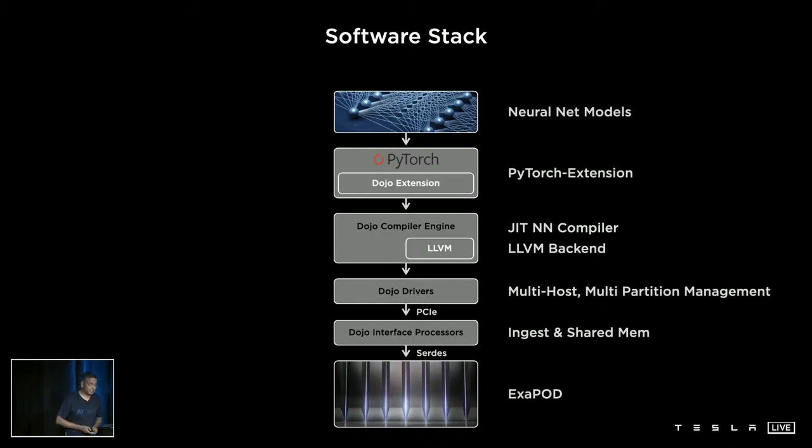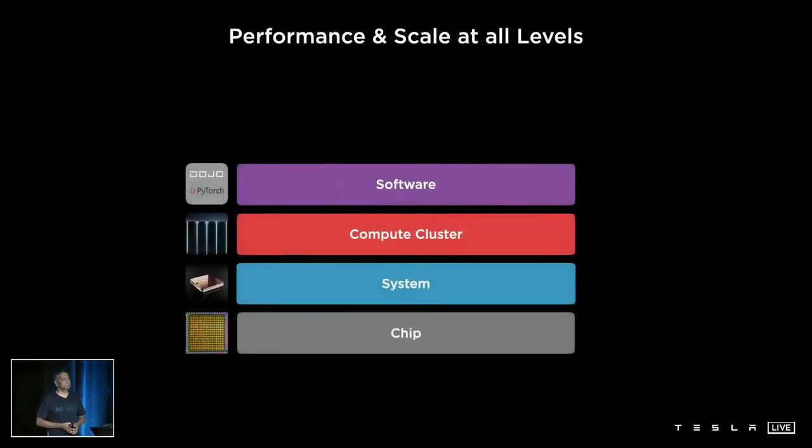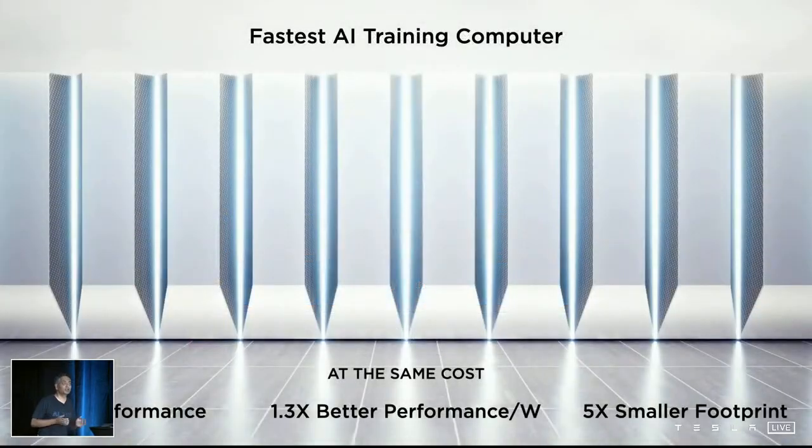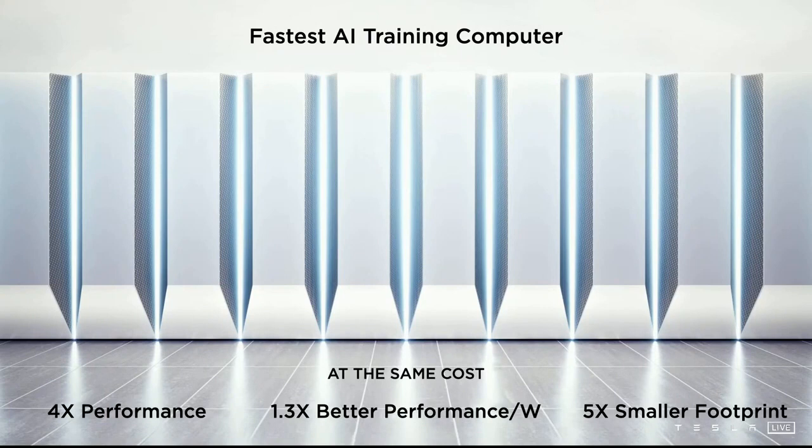So with all this, we integrated in a vertical fashion. We broke the traditional barriers to scaling. And that's how we got modularity up and down the stack to add to new levels of performance. To sum it all, this is what it will be. It will be the fastest AI training computer, 4x the performance at the same cost, 1.3x better performance per watt, that is energy saving, and 5x smaller footprint. This will be Dojo computer.